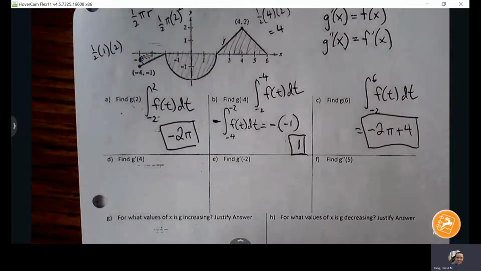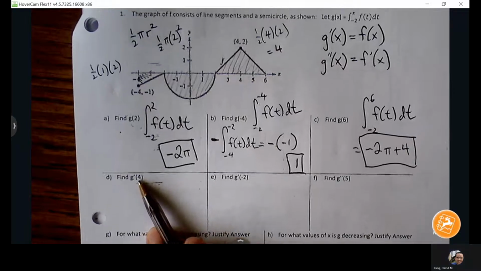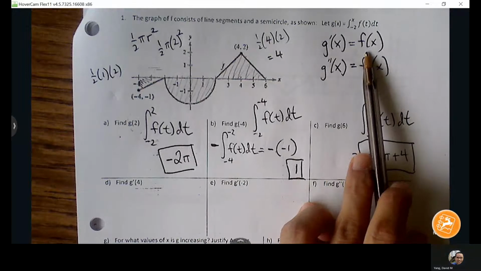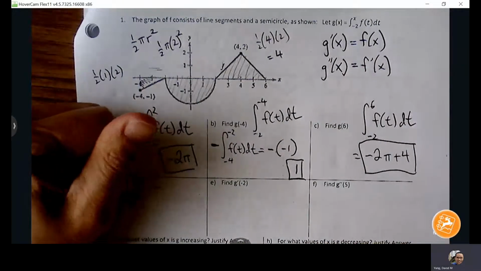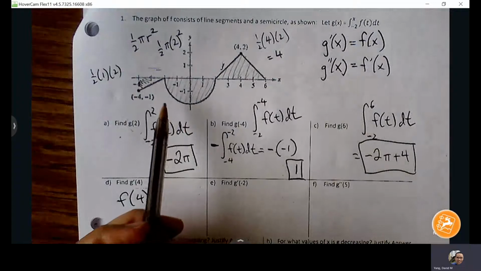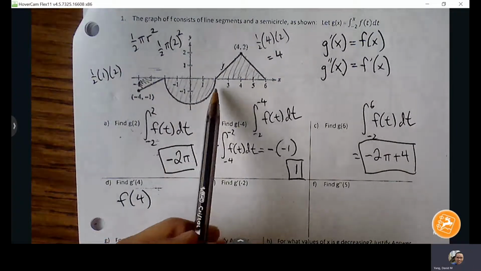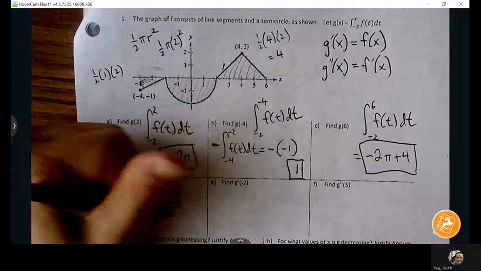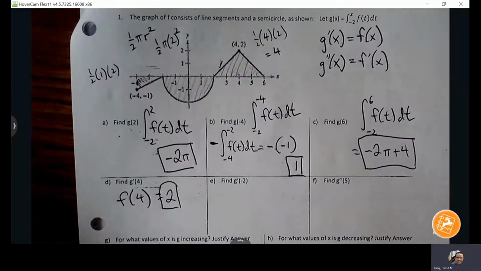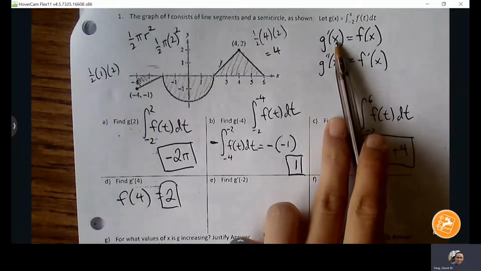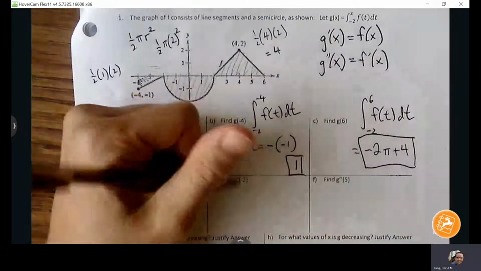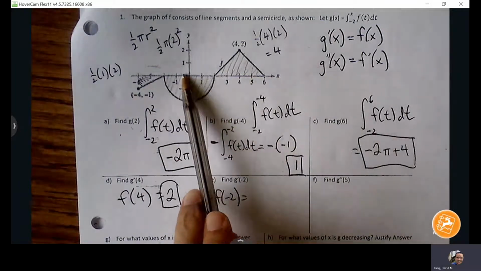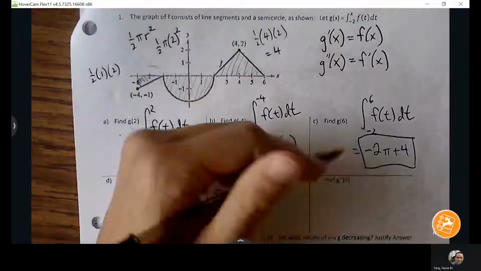Okay, part D. G prime of 4. There's the connection here, right? G prime of 4 is the same thing as f of 4. F of 4, we can just pull from our graph ordered pair. What's f of 4? 2. G prime of -2 is the same thing as f of -2. Ordered pair, so f of -2 is just 0.